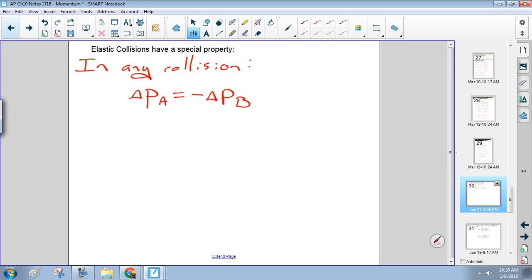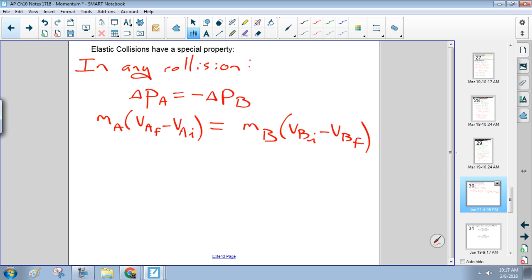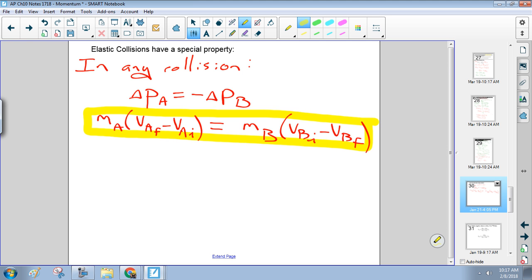Okay? So that means that the mass of object A times the velocity of A final minus the velocity of A initial is equal to the mass of B times, and then instead of putting a negative sign in front of it, I'm going to just switch the order of these two to give me the velocity of B initial minus the velocity of B final. Does that make sense? All right, so that is useful equation number 1. It is so useful that I will highlight it with this lovely yellow color.